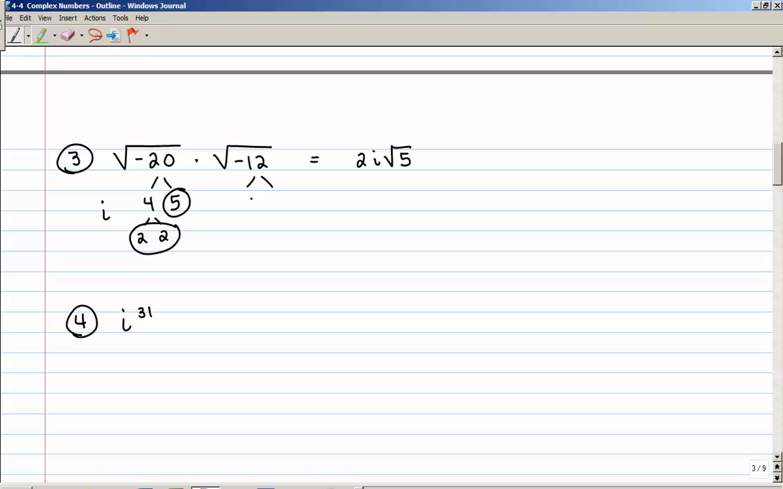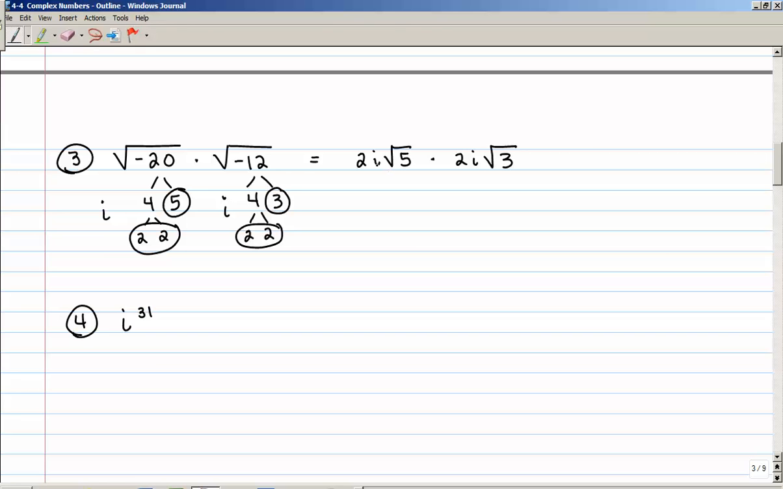Let's do the same thing with 12. I have a 4 and a 3, a 2 and a 2. Don't forget your i. 2 comes out front, 3 stays underneath. That becomes a 2i square root of 3.